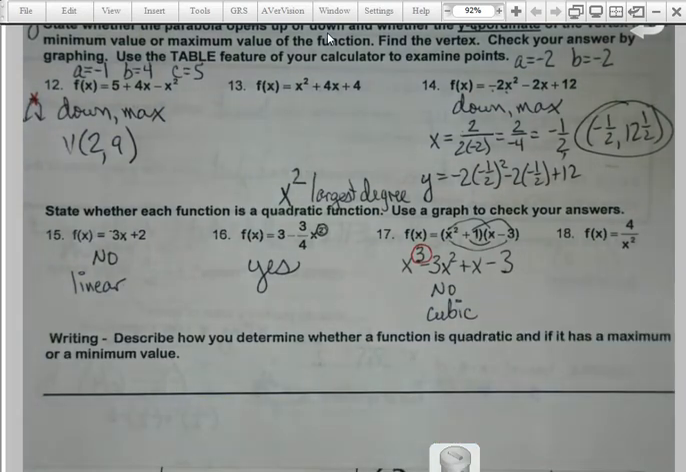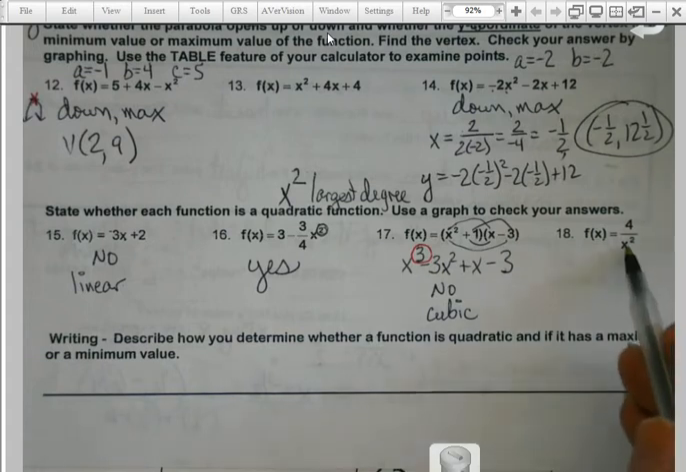So that's not going to work out for us. That's going to be something much different graphically. And then the last one that can get us is 18. Now this one's even trickier, because you're like, well, there's no other variables here. It's x squared. What's the deal?